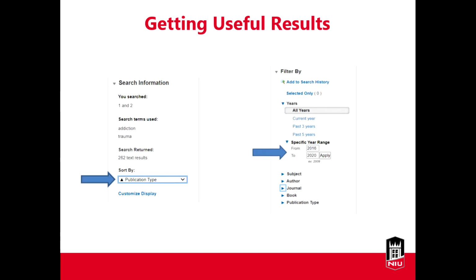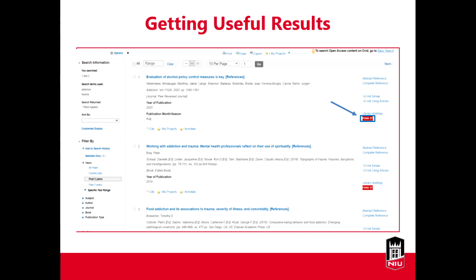To narrow your search even more, use the options for sorting or filtering your results on the left-hand side of the screen. From the drop-down menu, you can choose to sort by author, publication type, or dozens of other options, and you can filter by date range or by journal title. Now you have a set of sources focused on your topic. Click Find It to see if NIU has access. For information about accessing the full text of the titles in your results page, please consult the tutorial on using Find It to access full text.